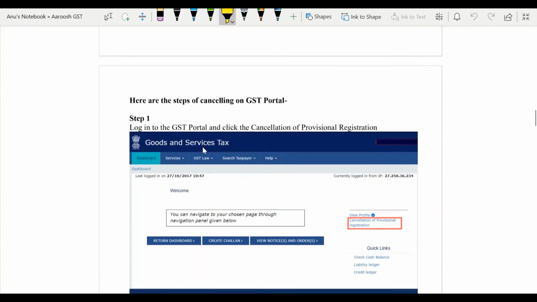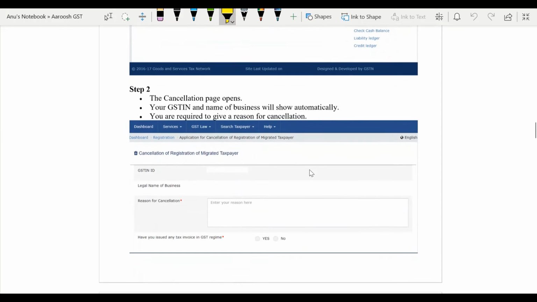So here I have made a list of the stages and the steps of cancelling on the GST portal. Step 1, we log in to the GST portal and click on cancellation of provisional registration, as you can see in the image. Step 2, the cancellation page opens. Your GSTIN and name of business will show automatically. And third, you are required to give a reason for cancellation. So GSTIN and legal name of business are here, and here I can give my reasons for cancellation.